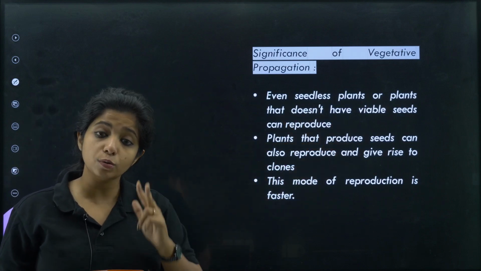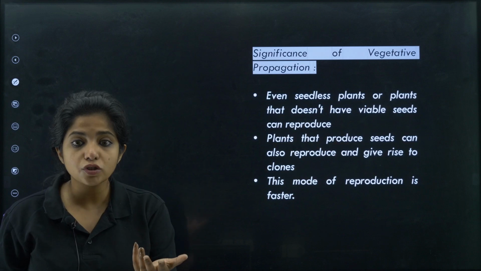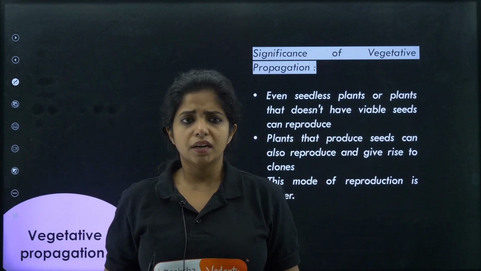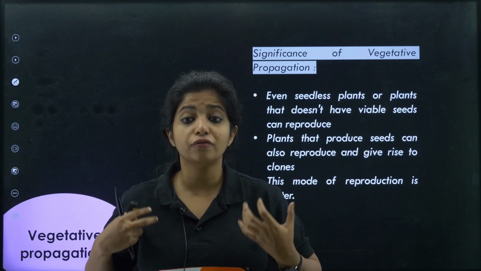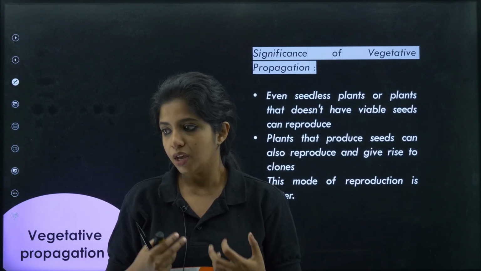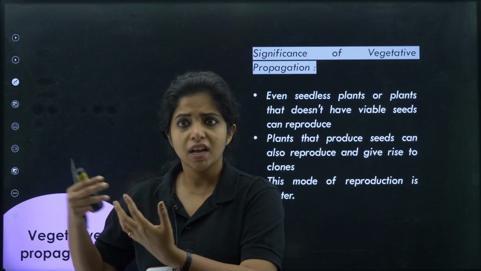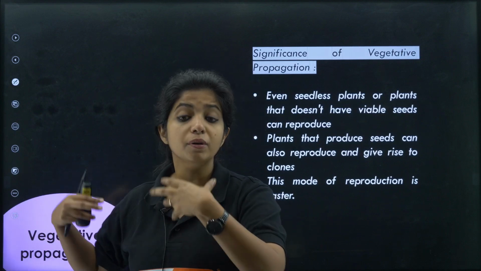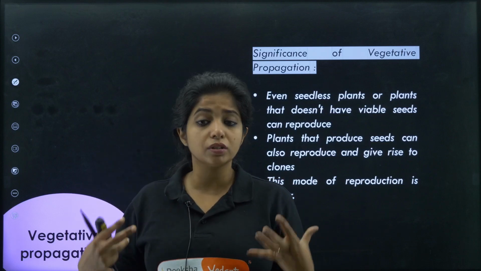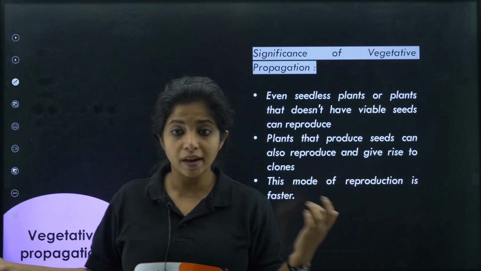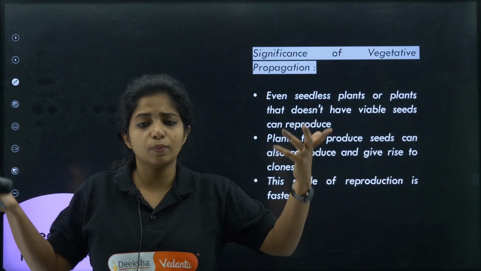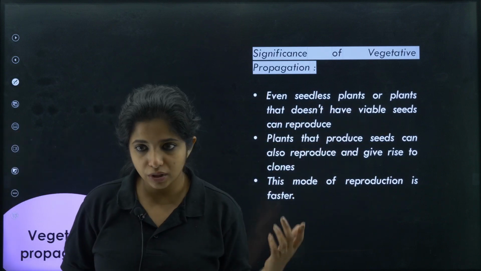So even seedless plants or plants which do not have viable seeds can reproduce. Second thing, plants that produce seeds can also give rise to clones. For example, there is a very good variety of plant. Now, it wants to create copies of itself, organisms that look like itself only. If you are undergoing sexual reproduction, there are higher chances that you are bringing out variations. Now, I do not want that to happen. Basically, I just want an organism just like me because I have very good features. I am a plant, I am disease tolerant, there are no pests that can eat me. So I can have my own clones with the help of this method.